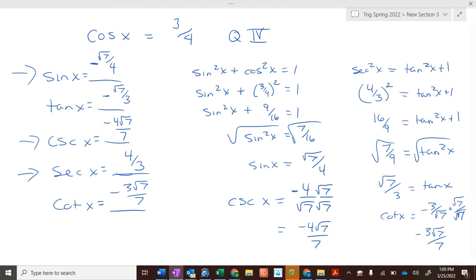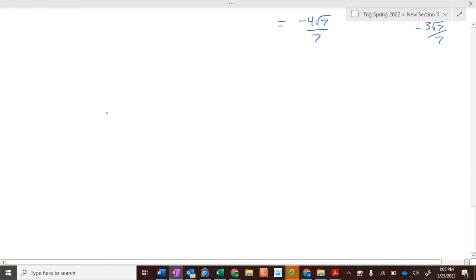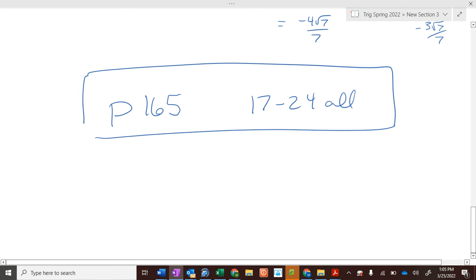How about we stop there? Page number 165. We are doing 17 through 24, all of them. Now, do not throw away your first assignment. Do not lose your first assignment, your 7 through 16 all. Because at the end of section 3.1, we're going to wind up doing like number 7 all the way through number 38. And then we're going to do 61 through like 64. So we're going to do all those problems. And then I'll come around and check them once we get done with section 3.1.